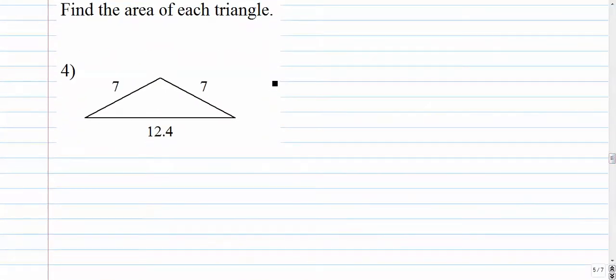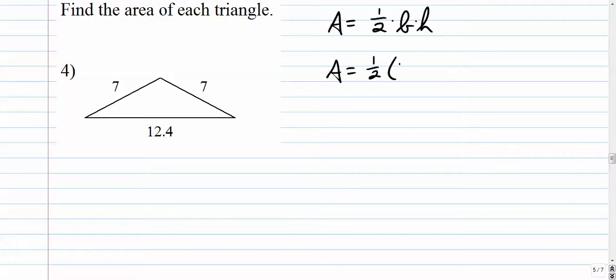Number 4, we're going to find the area of triangle number 4. To do that, first I'm going to write down the formula for the area of a triangle. It's 1/2 base times height. We need to figure out what the base is. The base of this triangle is given. It's 12.4. Goes right here. The height is not given. The height is always perpendicular to the base, and it's right there. We don't know that yet.